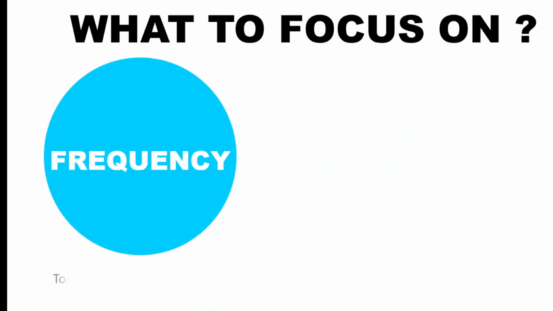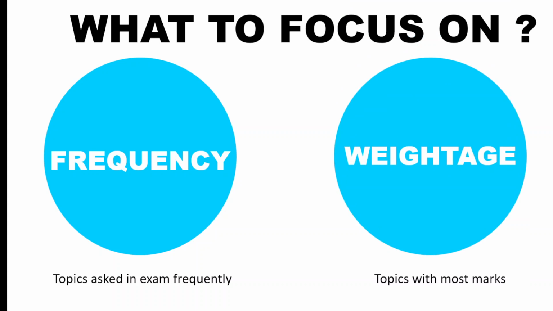So what to focus on? Frequency. The frequency of the topics asked in the exam, how much a topic is asked in your exam. So you have to focus on that. And weightage. Which topics that are asked in the exam have the most weightage. So you combine the two and you get an importance score. You can add them and basically you multiply them. That's how you get the score.